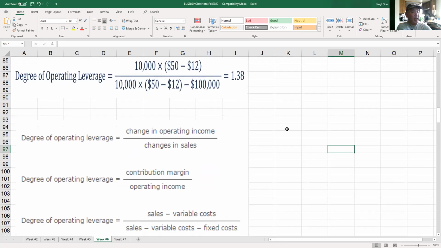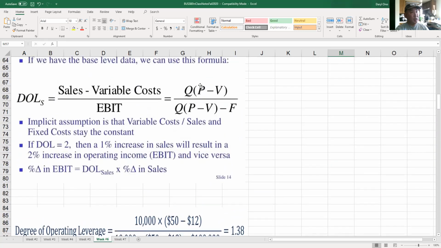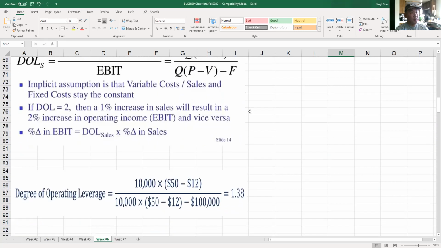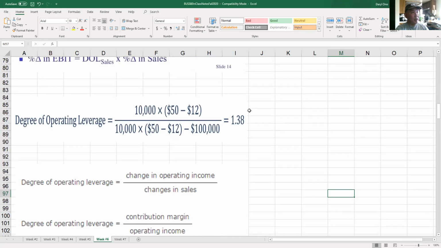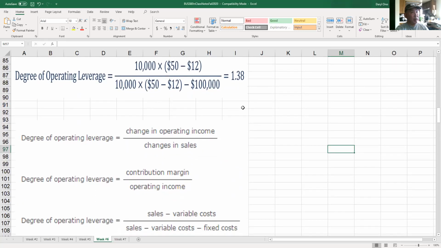So here's an example of how to calculate the degree of operating leverage. The number of units sold were 10,000. The price per unit is $50. The variable cost is $12 per unit. The total fixed cost is equal to 100,000. So using this formula here, we come up with a degree of operating leverage equal to 1.38.